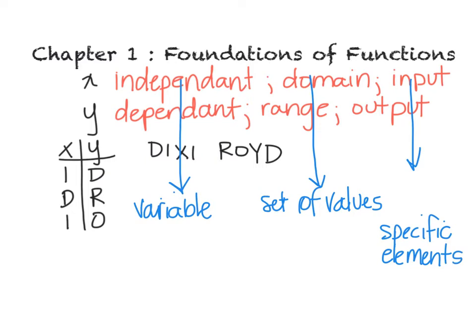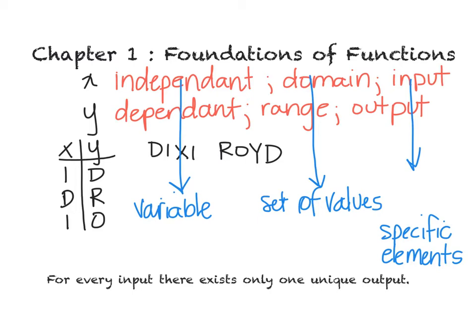The other thing I want to really quickly remind you is that a function is one-to-one. The definition of a function is for every input there exists only one unique output. That means if I input the number 1 into the x variable to find what the y will be in the table, I can only get one y. So go to the next page to see some examples of functions and non-functions.